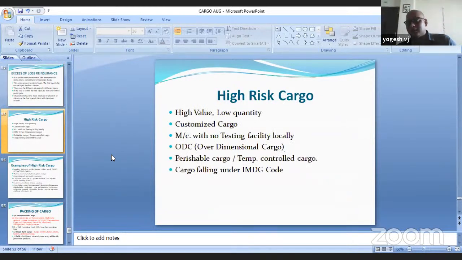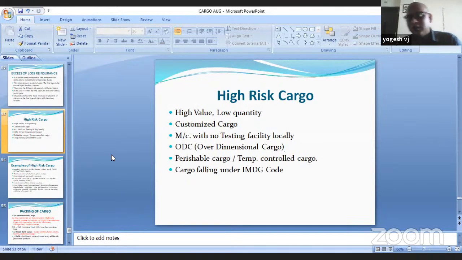There are certain high-risk cargoes, and this is the list of high-risk cargoes. We all know that ODC, over-dimensional cargo, is a very high-risk cargo. High value and low quantity cargo, like diamonds, is high-risk cargo. Perishable cargo, extremely perishable cargo is fish meal. Remember this, fish meal is an extremely horrible kind of cargo which experiences losses most of the times. It is a very bad cargo, and it has a high rating.